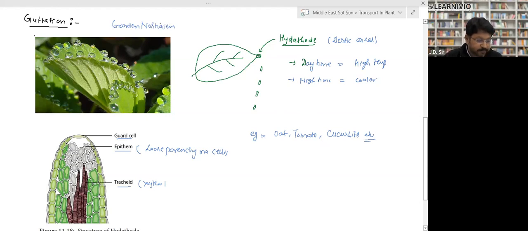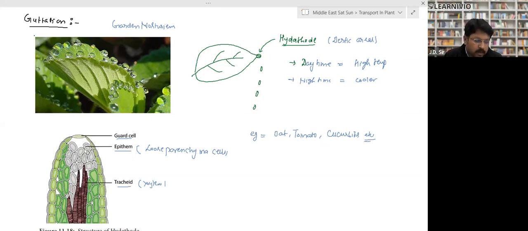Next point is the guttation liquid is never pure. It contains many solutes, which may be organic or inorganic.